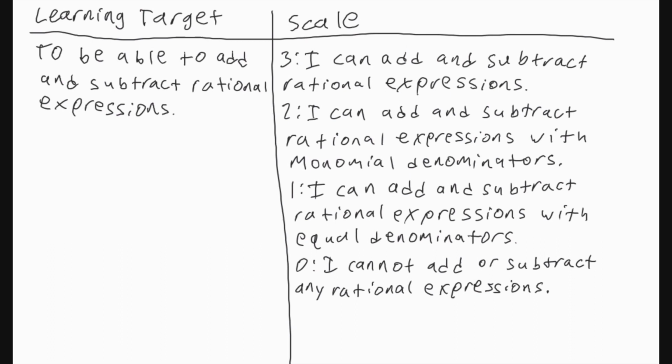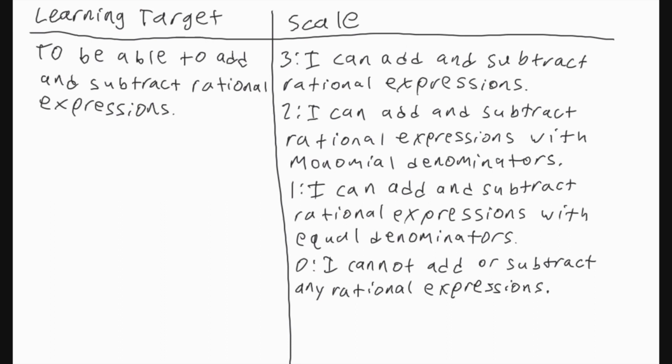The learning target for today is to be able to add and subtract rational expressions. For the scale, you're a 3 if you can add and subtract rational expressions. You're a 2 if you can add and subtract rational expressions with monomial denominators. You're a 1 if you can add and subtract rational expressions with equal denominators. And you're a 0 if you cannot add or subtract any rational expressions.